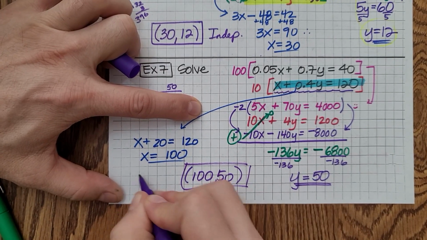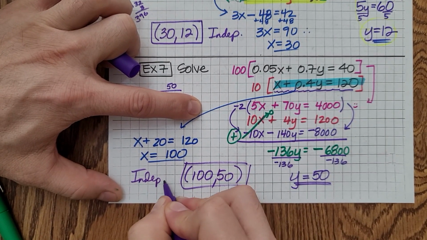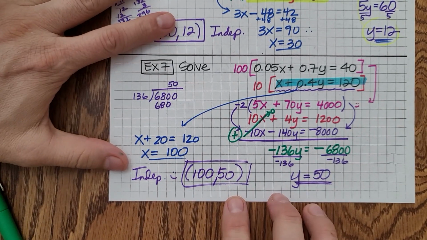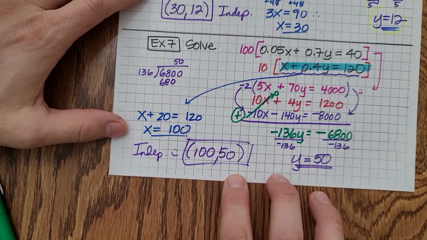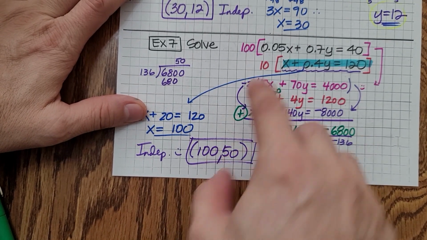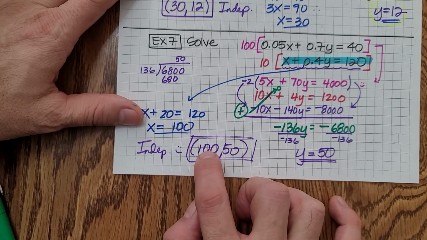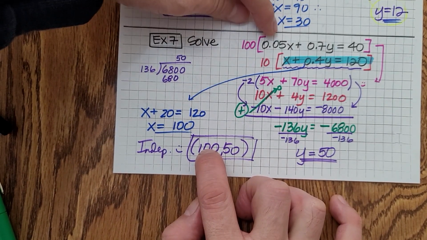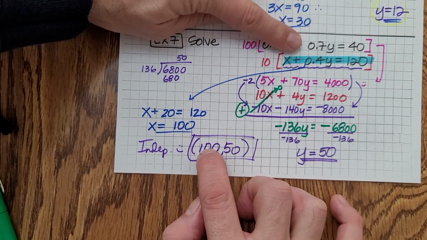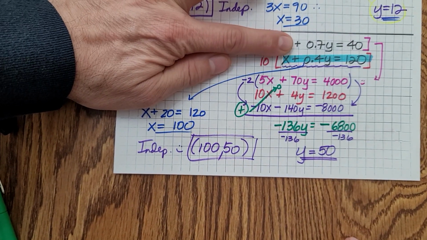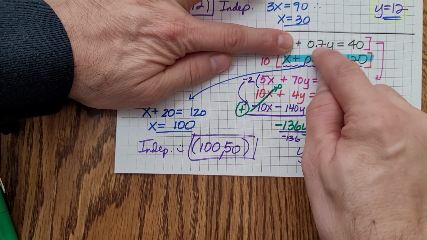What type of system was this? This was independent. If you don't believe, get a calculator, or some of my scientists or some of my superstars out there are just going to use their brains. Put 100 in here for x, put a 50 in here for y. We can do that real quick. What's 100 times 0.05x? We already know that's going to be a 5 right there. If I put a 100 right here for x, I'm going to get a 5 right there. Let's put a 50 right here then.